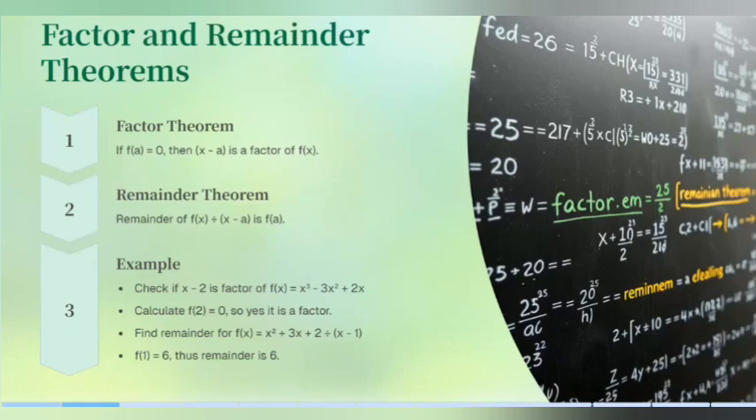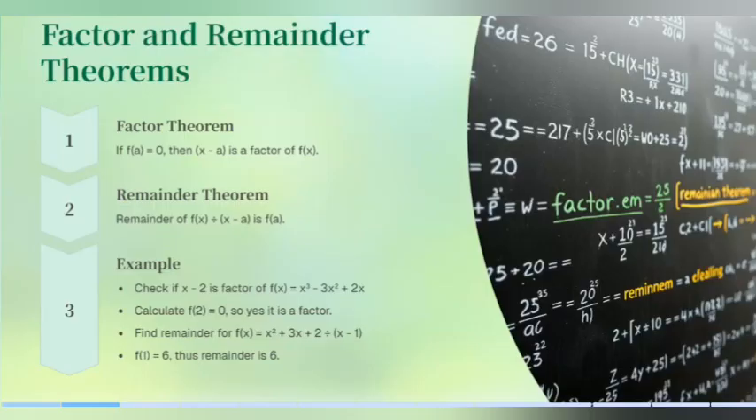The factor theorem is that if f of a is equal to 0, then x minus a is a factor of f of x. Now, that looks like a lot of ground, right? So we're going to break that down. But then let's look at the remainder theorem quite closely because, like I said, they're all related. The remainder theorem says the remainder of f of x divided by x minus a is f of a. Of course, that looks like gibberish, but it's going to become clear very soon when we look at the example.